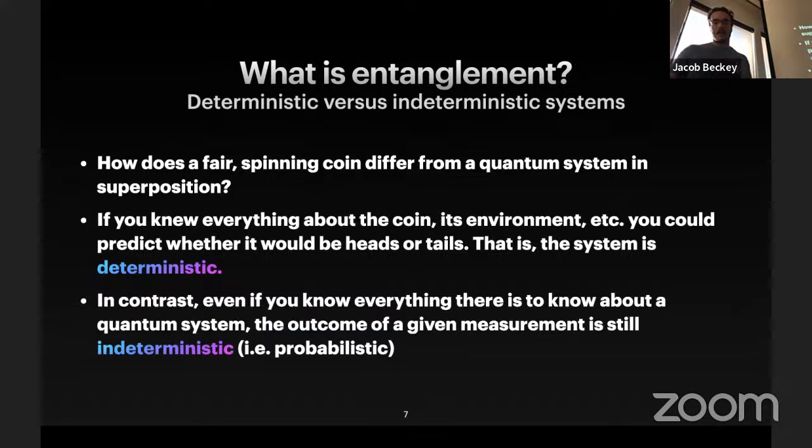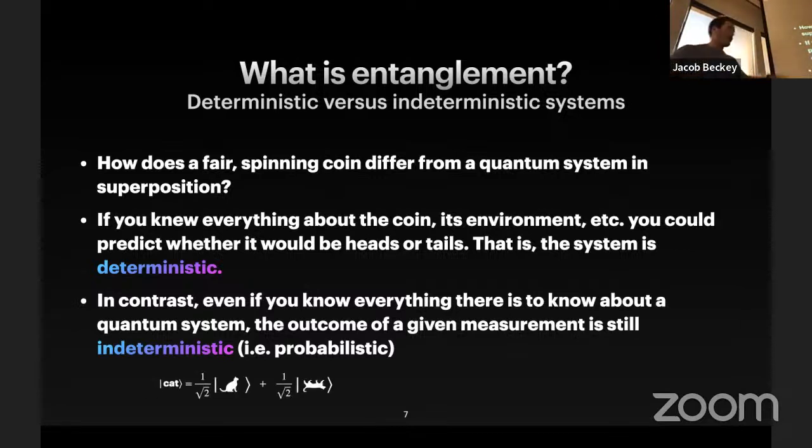Whereas in quantum systems, if you're in a superposition, even if you know the full state, meaning I know that psi state, even if I know that full description of the quantum system, the outcome of a given measurement is still indeterministic, still probabilistic. And so that idea is crucial to what we're going to talk about. So I just wanted to bring that up before we get into entanglement, because superposition is crucial for understanding entanglement.